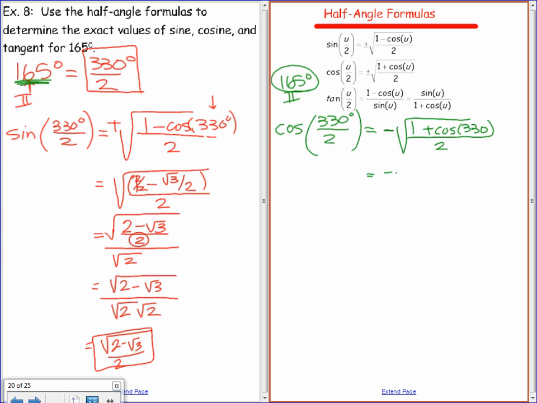Now, we just did some of this, so that's kind of nice. This is 1 plus root 3 over 2, divided by 2.